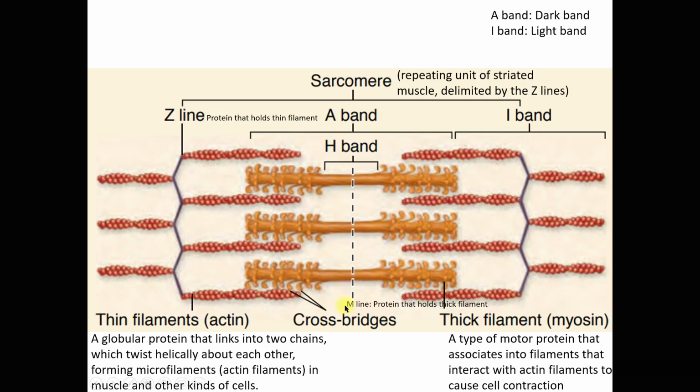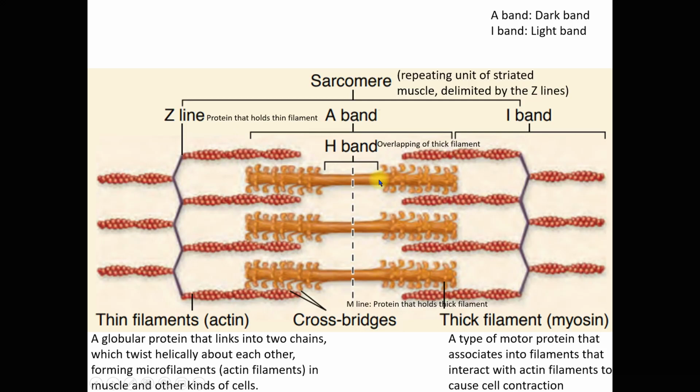Then we have this M line in the H band. This M line is a protein that holds the thick filament. Next we have this H band. This H band is the overlapping of the thick filament.